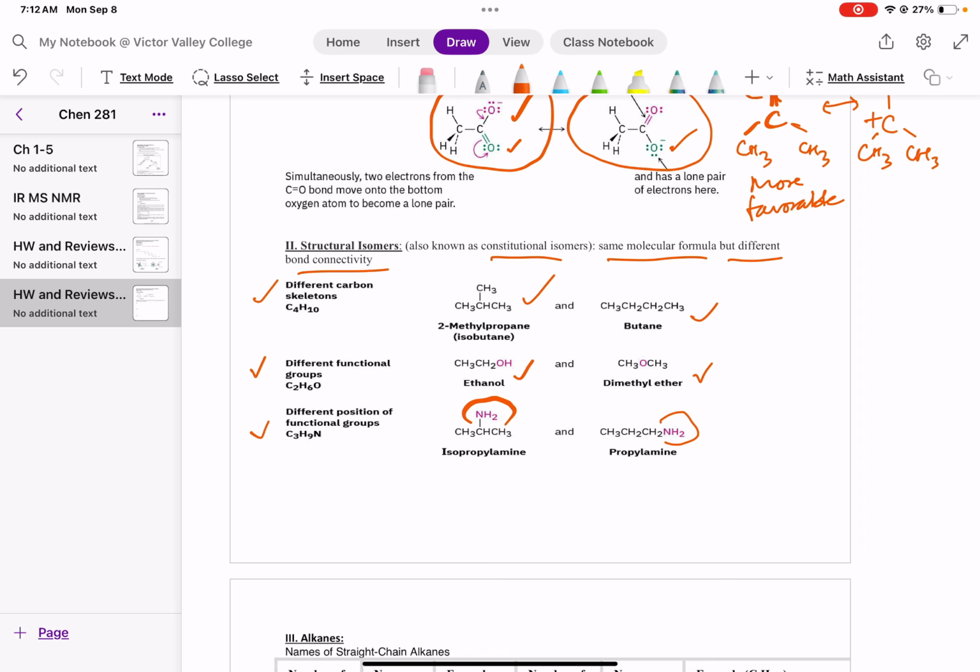Okay, if you put the NH2 to the other side, that will be the same molecule, because it's just simply a flip. Okay, so that means we have two different isomers, structural isomers for this case.